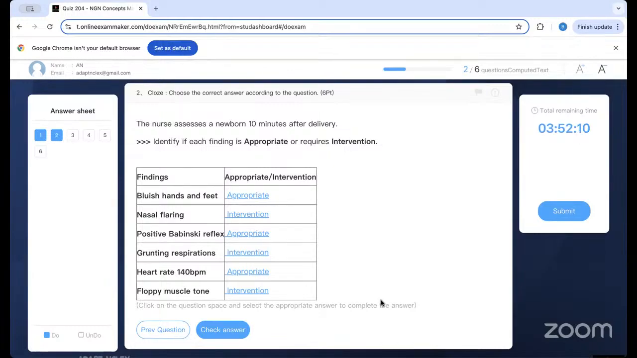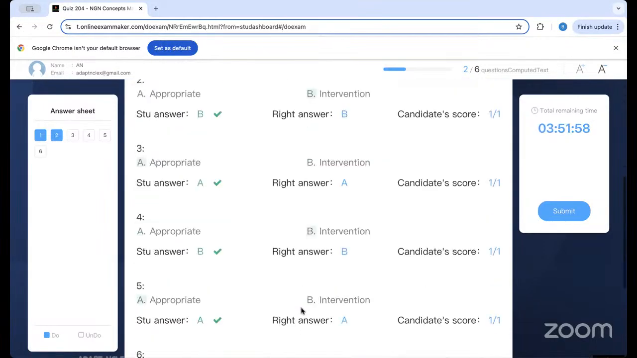All they're saying is, do I see bluish hands and feet in a newborn? Is it something that is expected or appropriate, or whatever words they use? Ignore it. Treat them like one thing. Therefore, this is what you see.